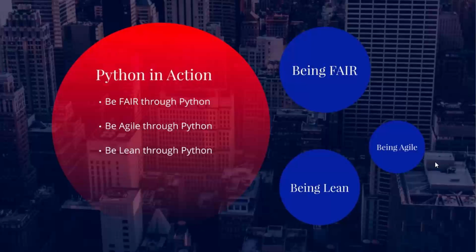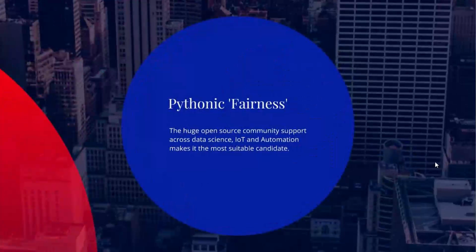Let's see which aspects among these might help us realize some of these core values to guide our collaborative business effort. When I say being FAIR, the fairness itself means we are talking about the reusability aspect, the interoperability aspect, and so on. And as of today, the major areas with a lot of business traction and usability are data science, IoT, automation, and all of this, right?